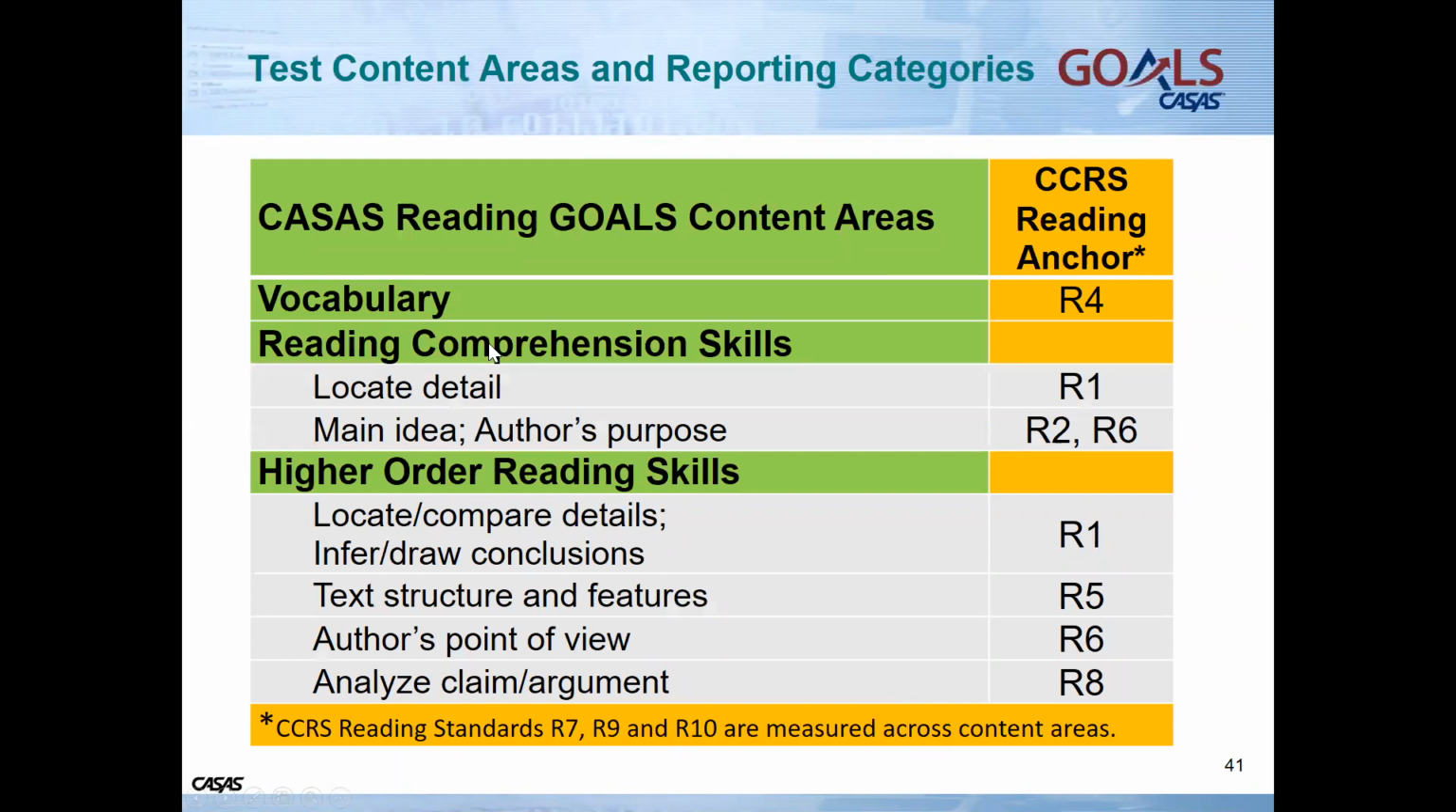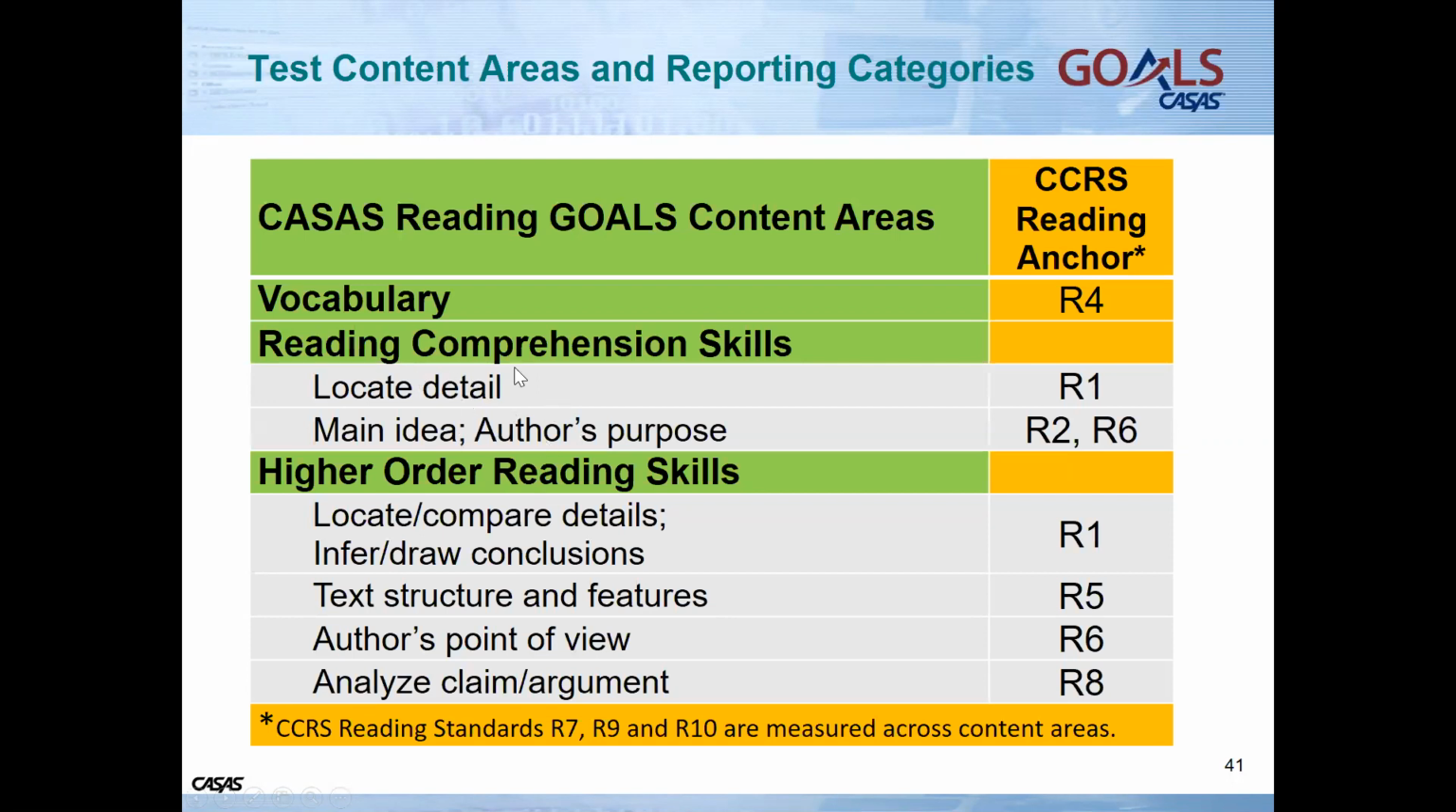So this is a summary. This is a test blueprint for the Reading Goals series. And one thing that's quite different, we did not have any vocabulary-focused items per se in our previous tests. So about 20 to 25% of the test is vocabulary. That relates to R4 in the CCR reading. And then the two reading comprehension categories are distinguished by the level of depth of knowledge, really.